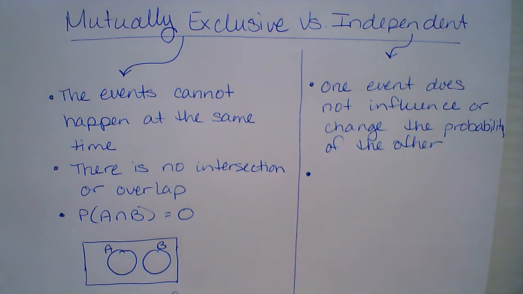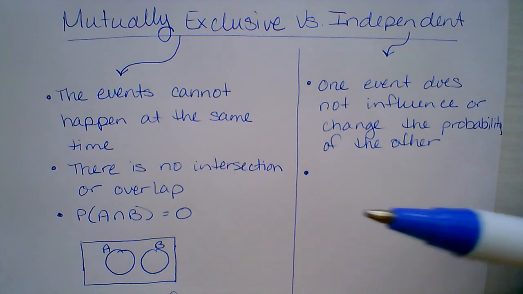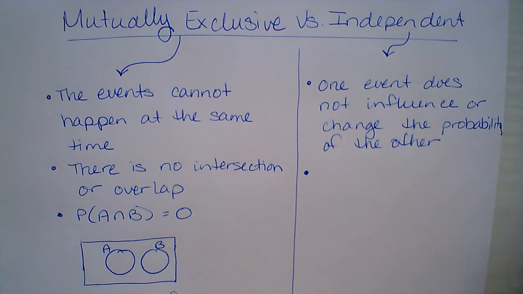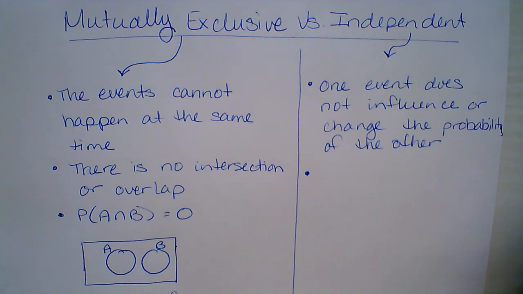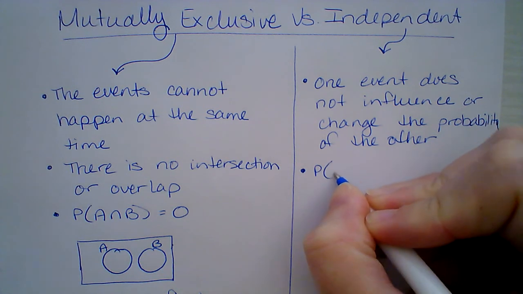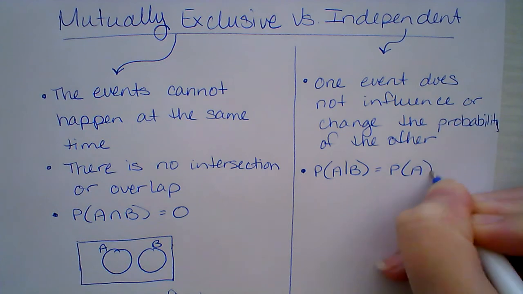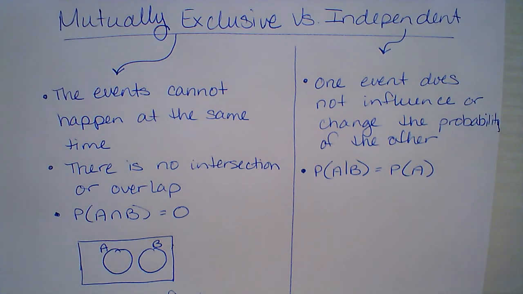Now, there's really no visual for independent events like there is for mutually exclusive. I can't really draw a Venn diagram and say, this is what independent events look like, because to really determine if two events are independent, you've actually got to do some math and some comparisons. So I'm going to tell you right now that one of the ways that you can tell if two events are independent is if the probability of A given B is the same thing as the probability of A. I'll talk a little bit more about this when I do an example.